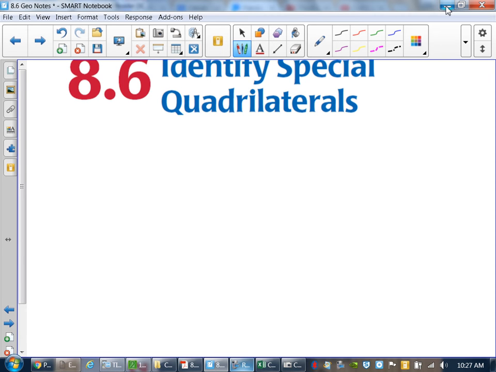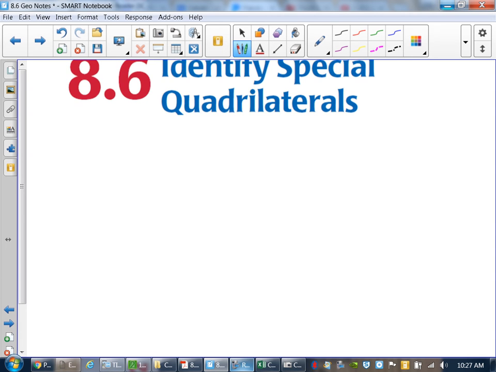The sum of the interior angles of all quadrilaterals is 360. No matter what, if you have four angles, the sum of the interior will always be 360. So that's one thing that's dead certain.